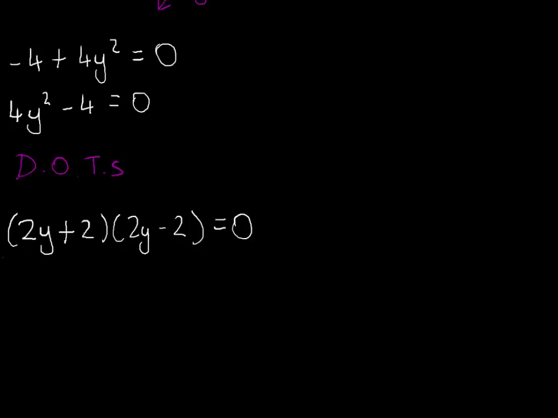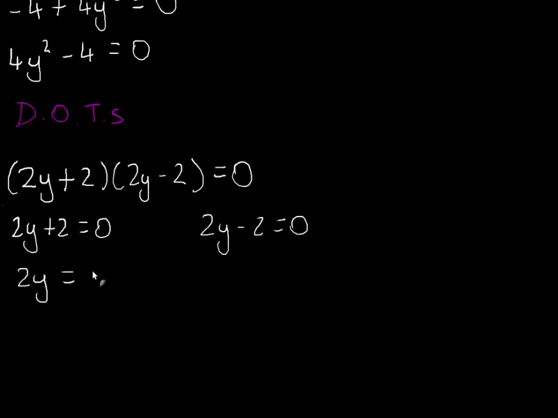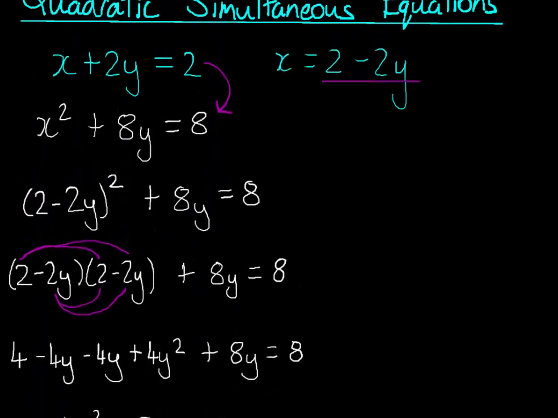So we factorized, and just like last time, this will give us two solutions for y. So we'll either get 2y plus 2 equals 0, or 2y minus 2 equals 0. So for the first one, we subtract 2 from both sides. So 2y equals minus 2, and then if we divide by 2, y is minus 1. Or for this one, 2y equals 2, so y is equal to 1. Just like last time, we'll get left with two y values.